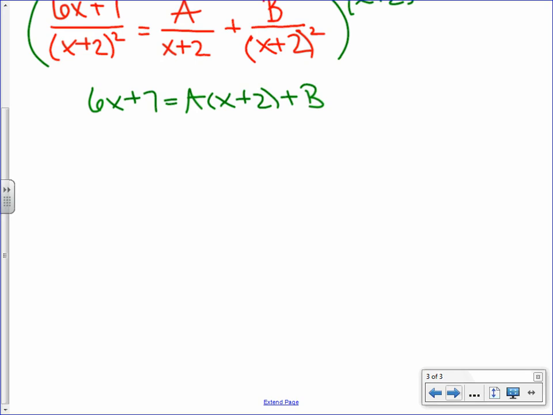That needs to be -2. So we get negative 12 plus 7 equals b, equals 0 plus b.